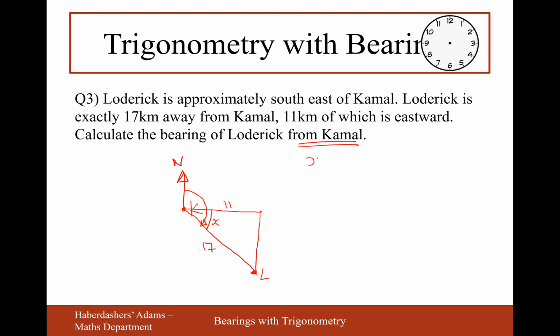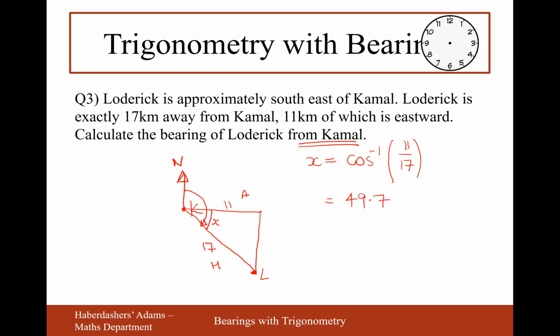So in this question, x is going to equal, well, it will be the adjacent side and the hypotenuse side, so it's going to be cos inverse of adjacent over hypotenuse, 11 over 17. So on the calculator then, cos inverse 11 divided by 17, and we'll get 49.7.